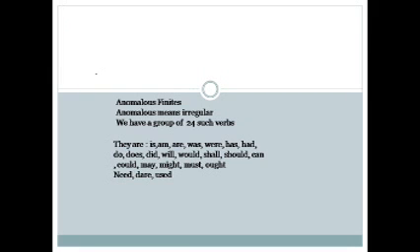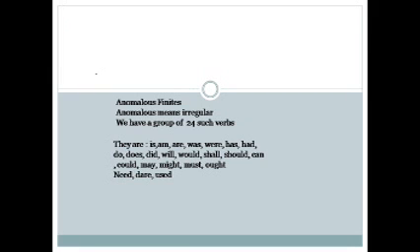Anomalous finites are irregular. They do not form the past tense by the addition of ed, d, or t, but by changing their root verb. Some anomalous finites have no past tense at all. These irregular verbs are different from other finite verbs in many respects, and hence they are called anomalous finites.